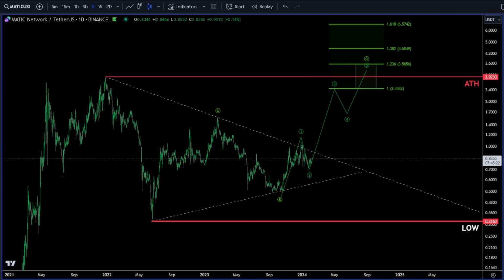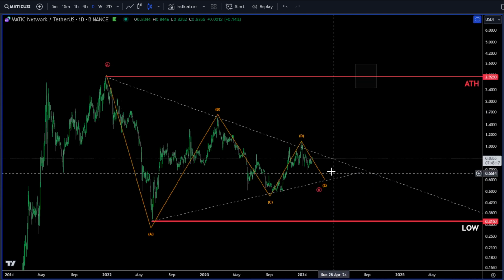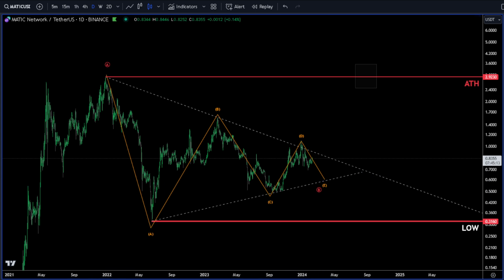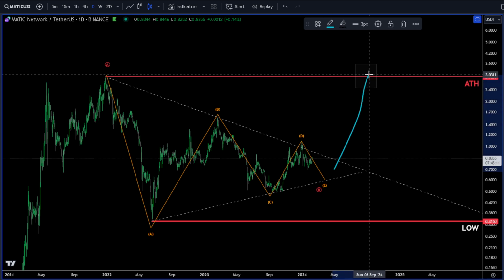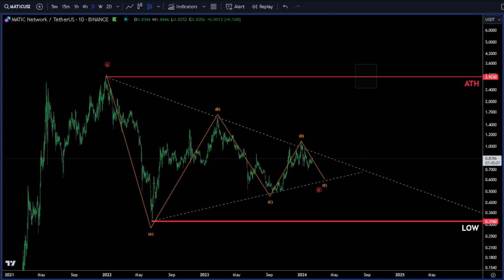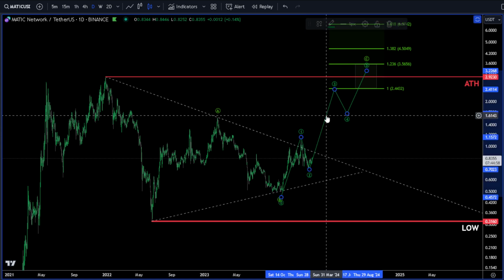But I wanted to show you my alternative because if we fail, I'd be looking for a triangle where we make one more low to the downside and protect the C wave around 50 cents, before attempting moving to all-time highs. So those are the two main counts I have that I'm tracking at the moment. So we'll dig into this one on the smaller time frames.